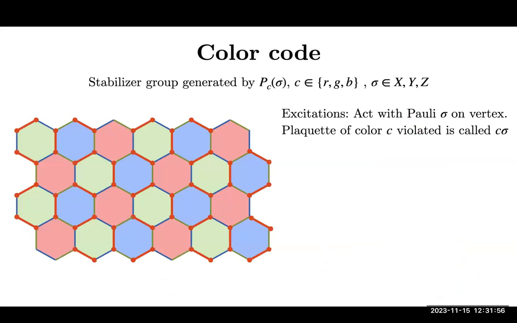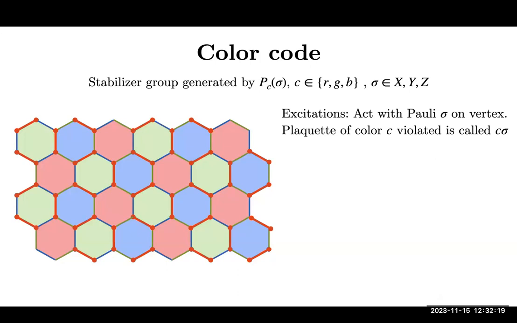So the color code is a stabilizer code. It's defined on the same honeycomb lattice with three colors. And the stabilizers are generated by six-body operators. So there are products of X, Y, and Z on the plaquettes for all the vertices. And so there are three colors and three Paulis, and so these are the stabilizers, and they all commute.